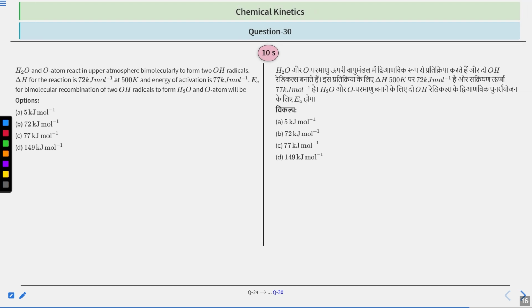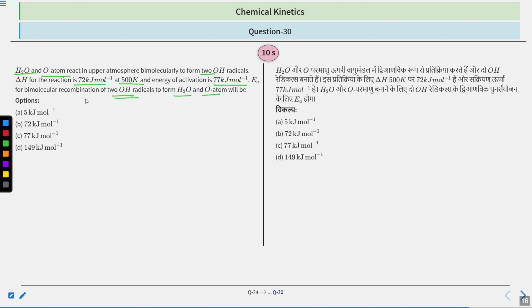Question number 30. H2O and oxygen atom react in the upper atmosphere bimolecularly to form two OH radicals. Del H for the reaction is 72 kJ per mole at 500 Kelvin, and energy of activation is 77 kJ per mole. Activation energy for bimolecular recombination of two OH radicals to form the H2O and oxygen atom will be.